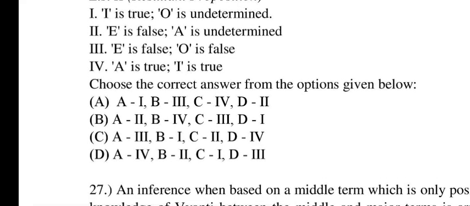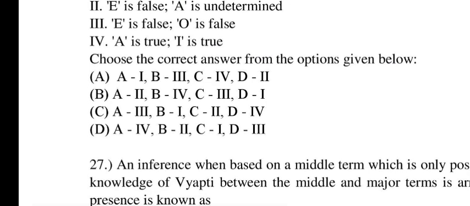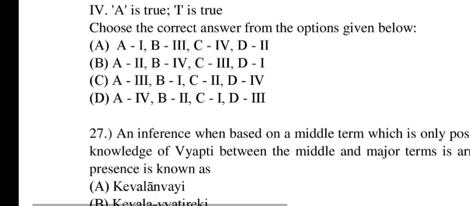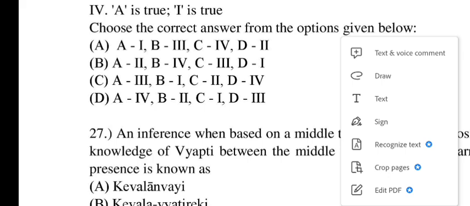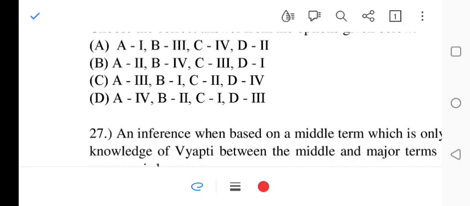Options: A: A1, B3, C4, D2; B: A2, B4, C3, D1; C: A3, B1, C2, D4; D: A4, B2, C1, D3. The correct option for question 26 is C: A3, B1, C2, D4.